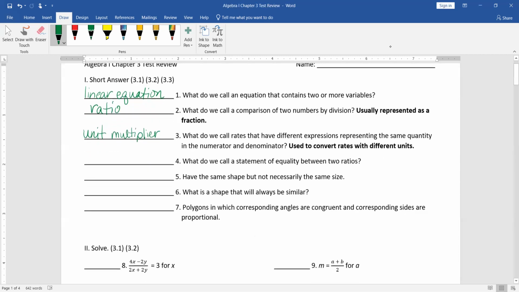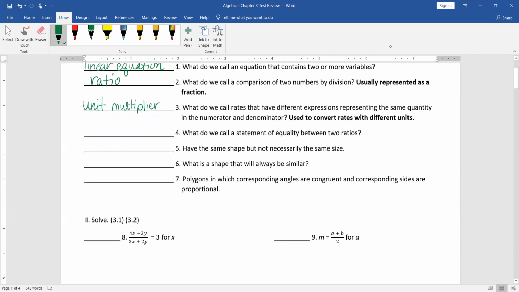What do we call a statement of equality between two ratios? Hopefully you remember this. I think it's section 3.2, but this is when we worked with proportions. So this is a proportion. Again, this will apply to some of the problems we're going to work on later.